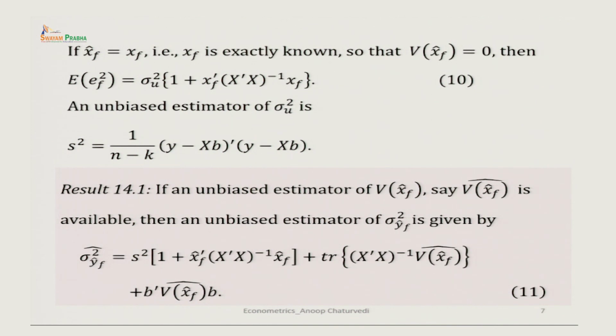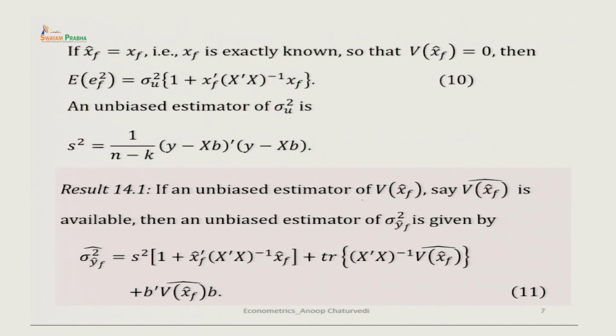Now, suppose x̂_f is equal to x_f, that is, x_f is exactly known. So, there is no uncertainty involved, and then V(x̂_f) is equal to 0. In that case, the expectation of e_f² is equal to σ²ᵤ[1 + x_f' (X'X)⁻¹ x_f]. The terms involving V(x̂_f) are now omitted, those terms become 0. And an unbiased estimator of σ²ᵤ is s².